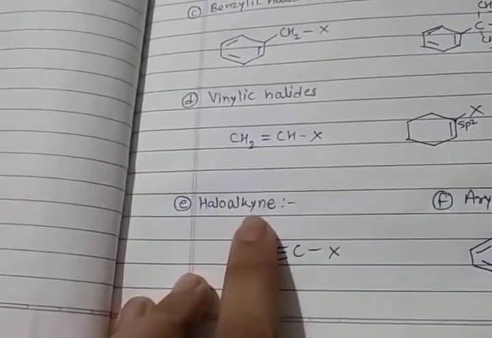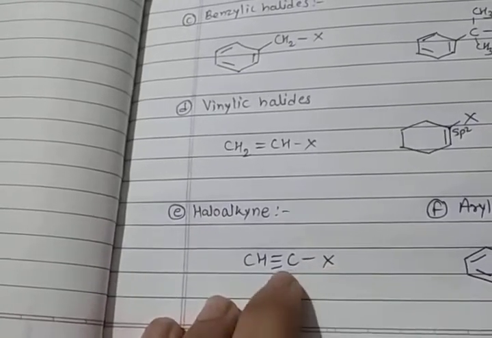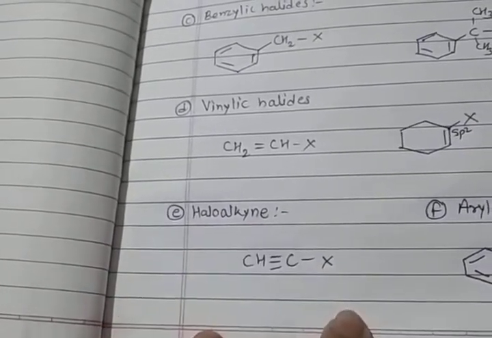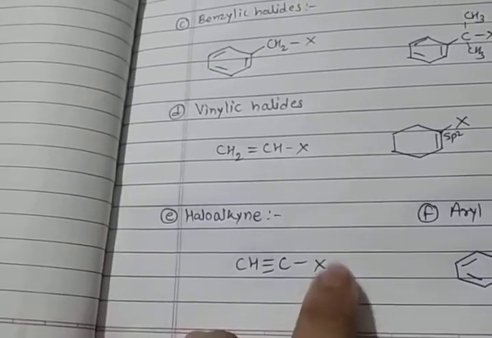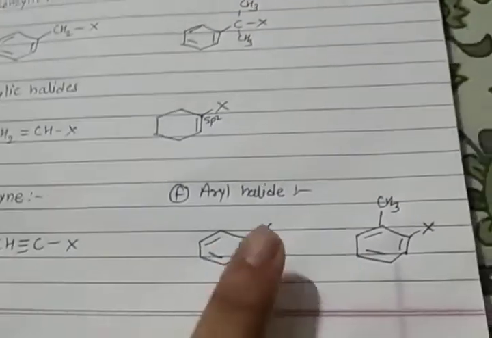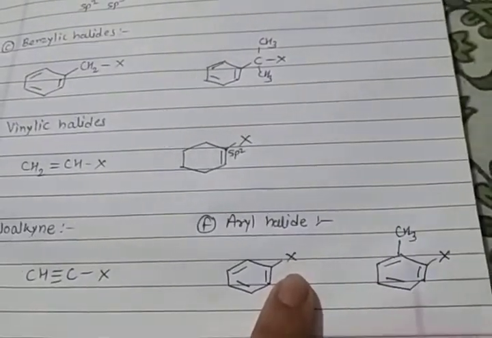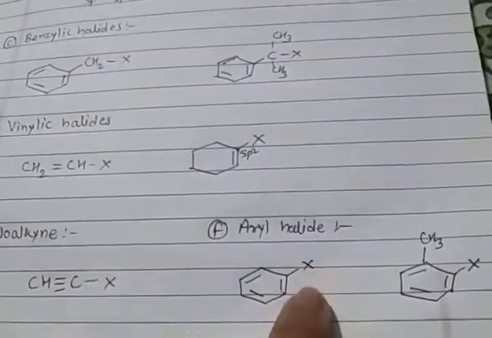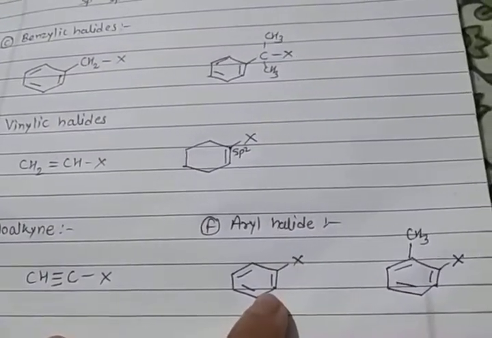Next category, haloalkynes. So halogen is attached to carbon which is having triple bond, so it comes under haloalkynes. Okay, halogen attached to carbon having triple bond, so haloalkyne. And the last category, which students get confused with benzylic halides: aryl halide, where halogen is directly attached to benzene.